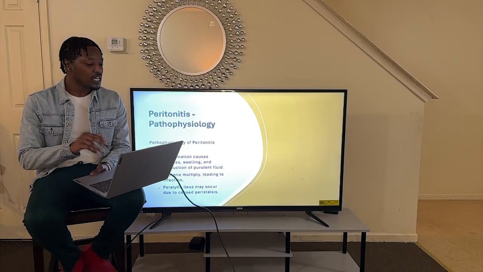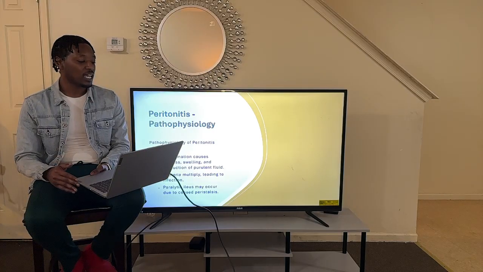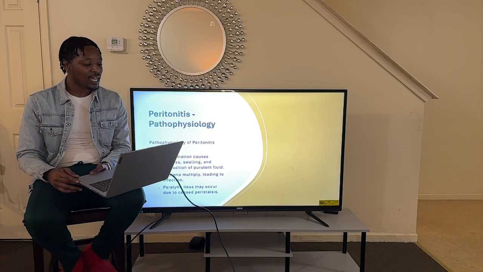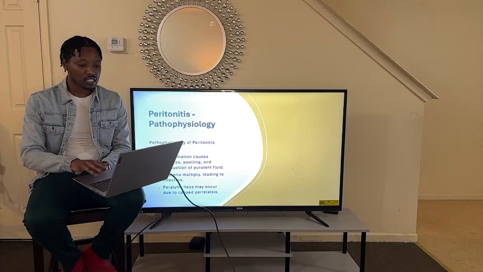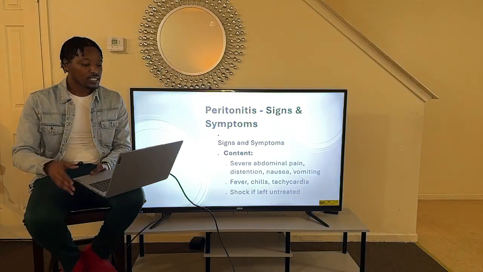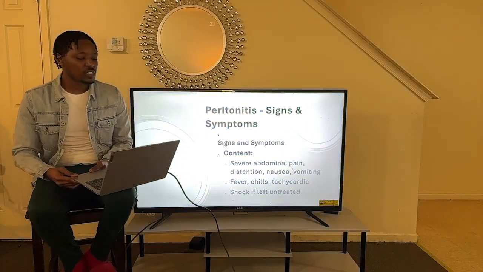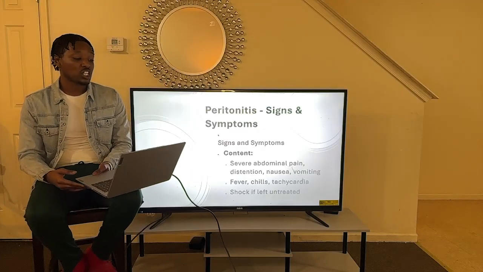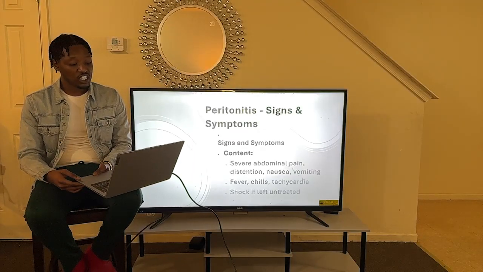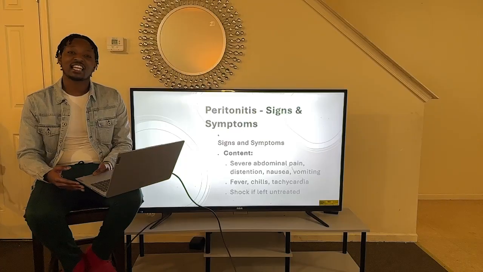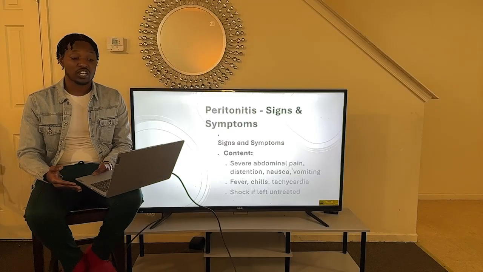For peritonitis, inflammation causes redness, swelling, and the production of purulent fluid. Bacteria multiplies, leading to infection, and a paralytic ileus may occur due to ceased peristalsis. Signs and symptoms include severe abdominal pain, distension, nausea, vomiting, fever, chills, tachycardia, and shock if left untreated.